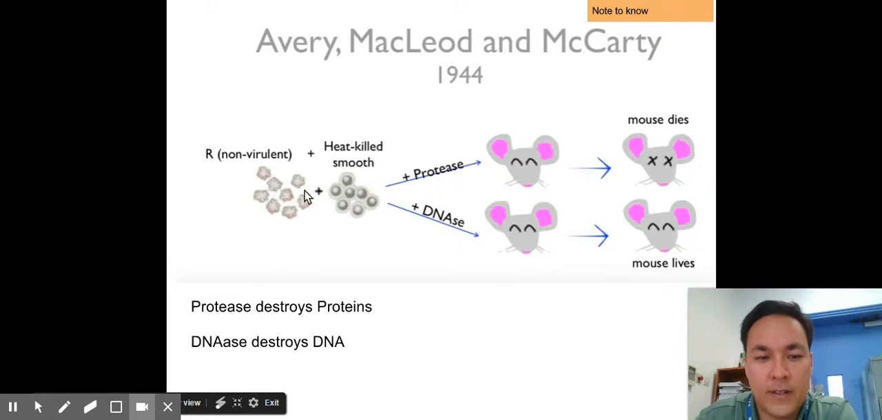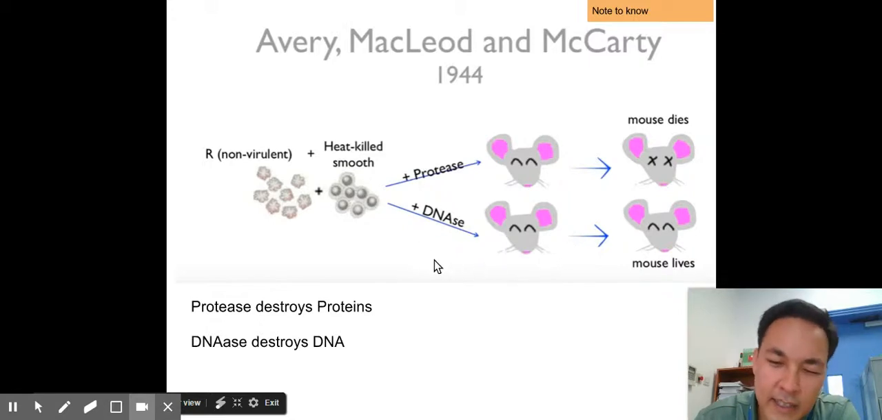Well, Avery, MacLeod, and McCarty tried to figure it out. They used enzymes to destroy proteins or DNA in a cell and see which ones were still transformed. Protease destroys proteins, DNase destroys DNA. So look, if they destroyed the DNA in the R1, the mouse lived. But if they only destroyed the proteins in the R1, the mouse still died.